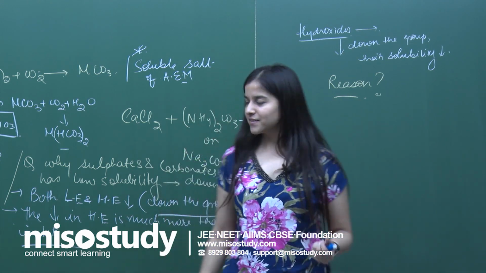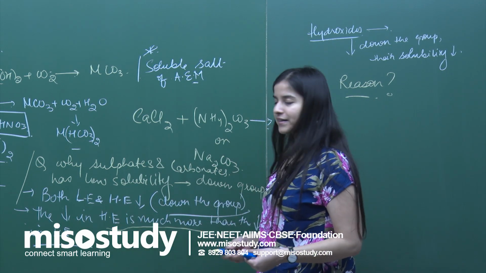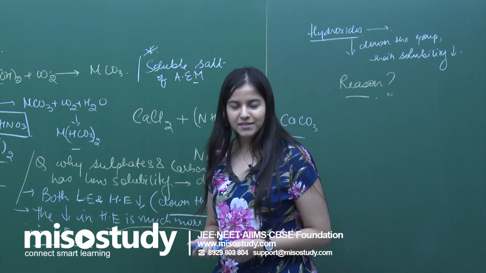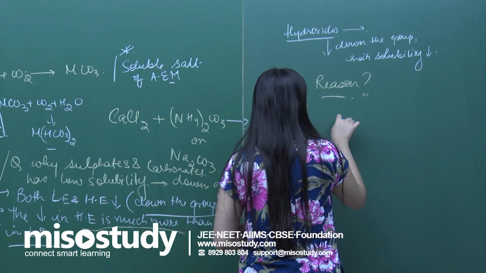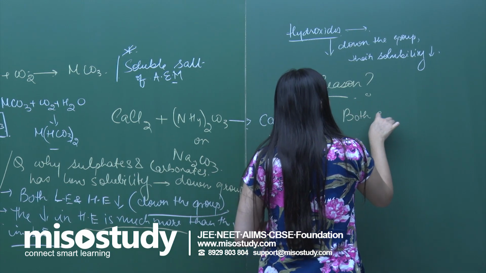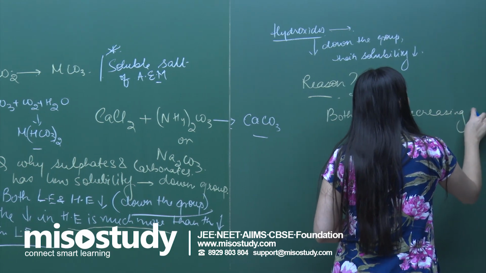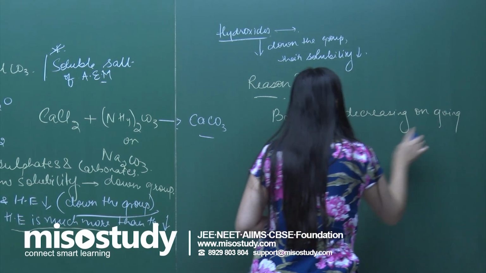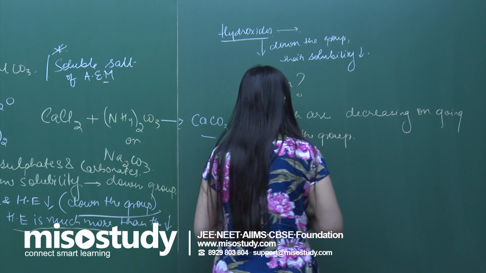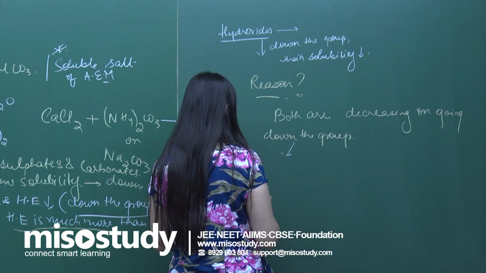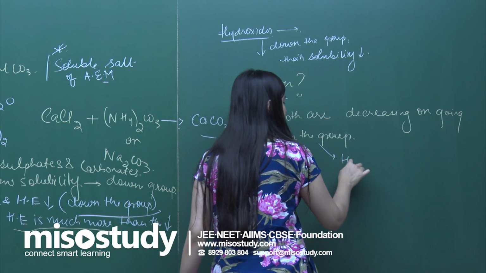So the reason you must be thinking is similar, that the decrease in the hydration enthalpy is much more than that of the lattice, right? But it's not like that. It's the other way around. For the hydroxides, always think opposite, right? So on going down the group, both are decreasing. What both? The lattice enthalpy and the hydration enthalpy.